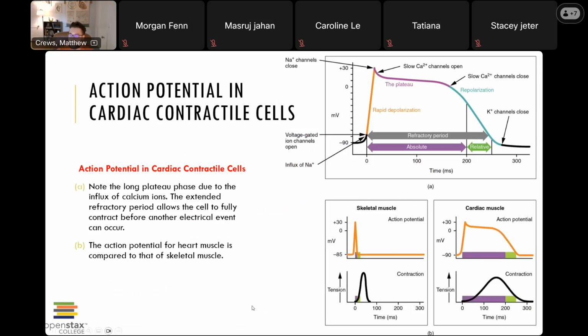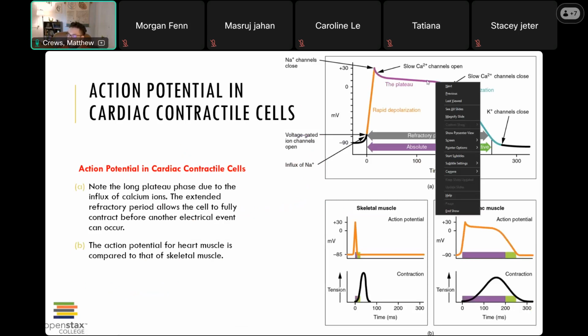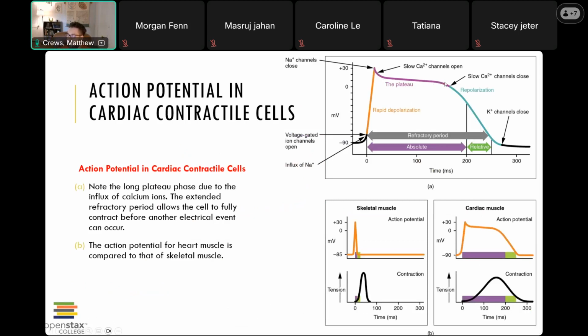All right, so the action potential in cardiac contractile cells. Right here is where those ion channels open. So this is negative 60. We're going up a little bit. Sodium channels close. And then we let in a whole bunch of calcium, and then it plateaus right here because it's like, oh darn, calcium. And then they close and don't let any more calcium.